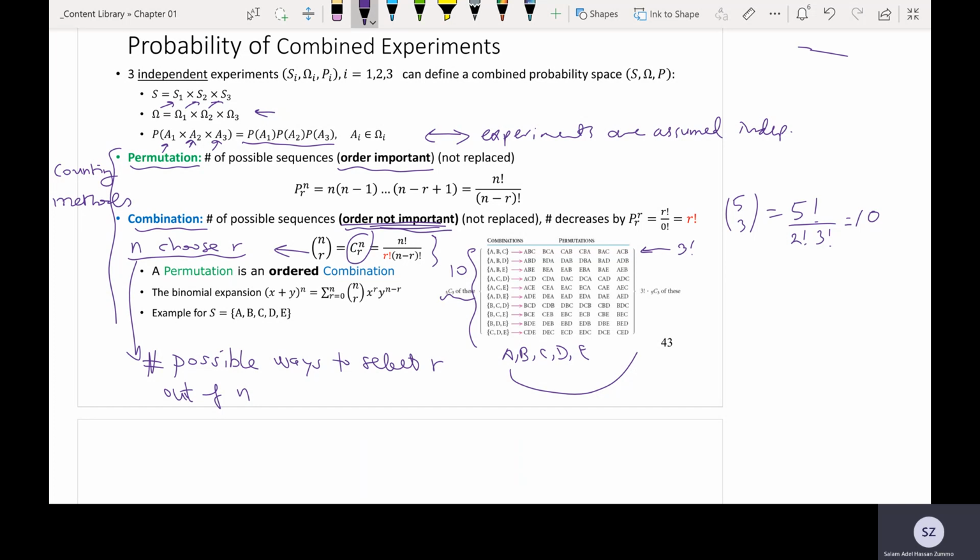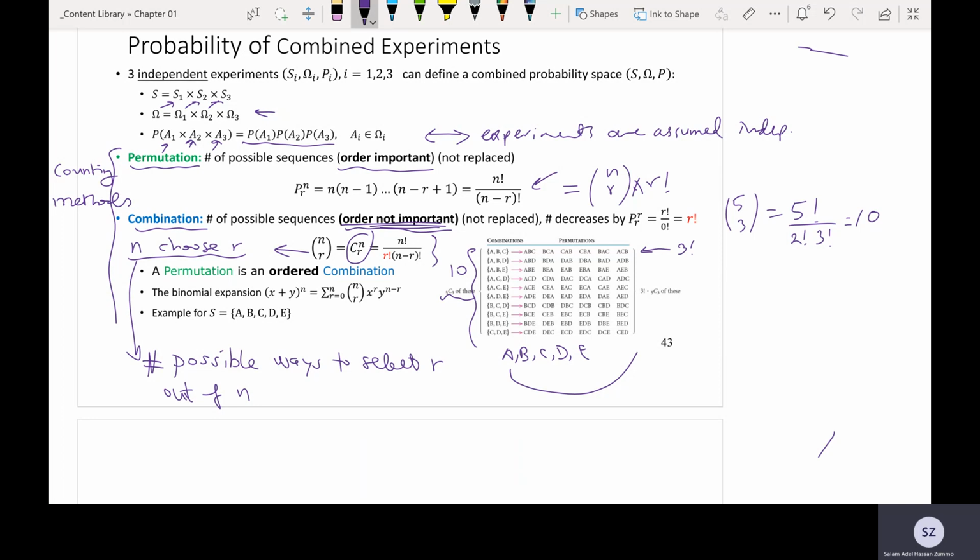Why? Because it's not just 5 choose 3. It's 5 choose 3 multiplied by 3 factorial. So basically here it becomes n factorial divided by n minus r factorial. We removed the r factorial by multiplying it. So it is equal to n choose r multiplied by r factorial. Is the idea clear?